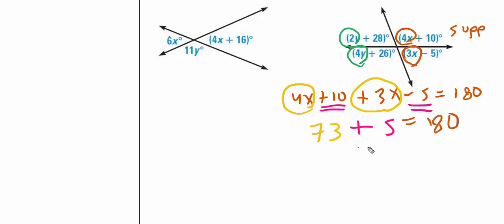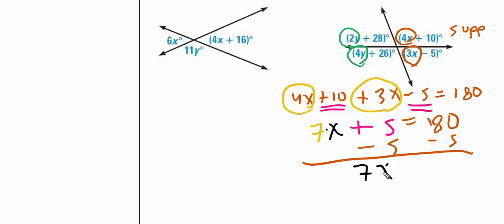We subtract 5 from both sides. And I lost my, what am I doing here? That's an x, not a 3. Okay, so I subtract 5 from both sides. And I get 175. And then we divide both sides by 7 to get the x by itself. And I get a value of x is equal to 25.